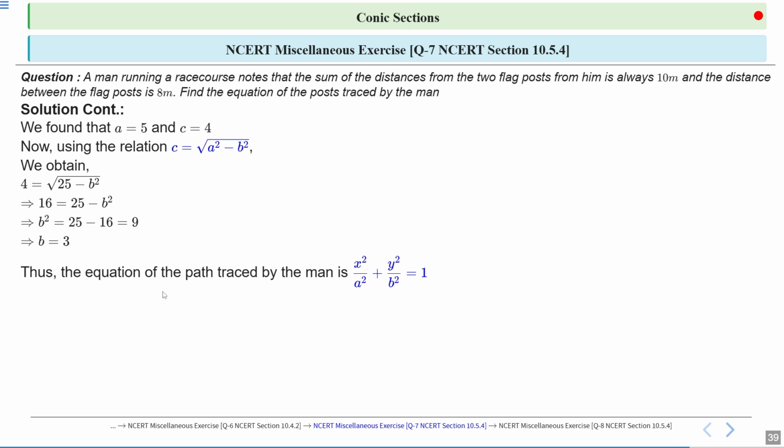Thus the equation of the path traced by the man is x square upon a square plus y square upon b square is equal to 1, which is equal to x square upon 25 plus y square upon 9 is equal to 1. Okay, so this is the equation of the path traced by the man. So I hope it is clear to all of you. So now let's move to the next question.